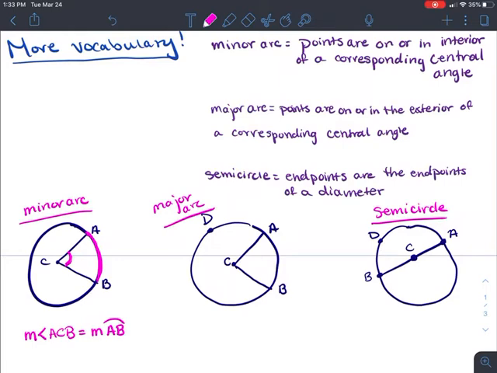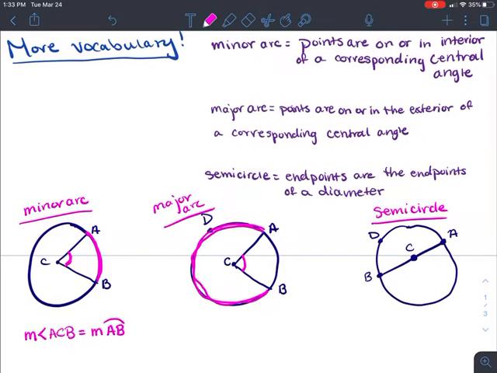So a major arc is where the points are on or in the exterior of a corresponding angle, okay? So for our major arc, here's our central angle. It's saying that they're on the exterior. The exterior is not going to be where the minor arc was. It's actually going to be on the outside, and I'm going to try and trace this as best I can. So this is a major arc, all right?